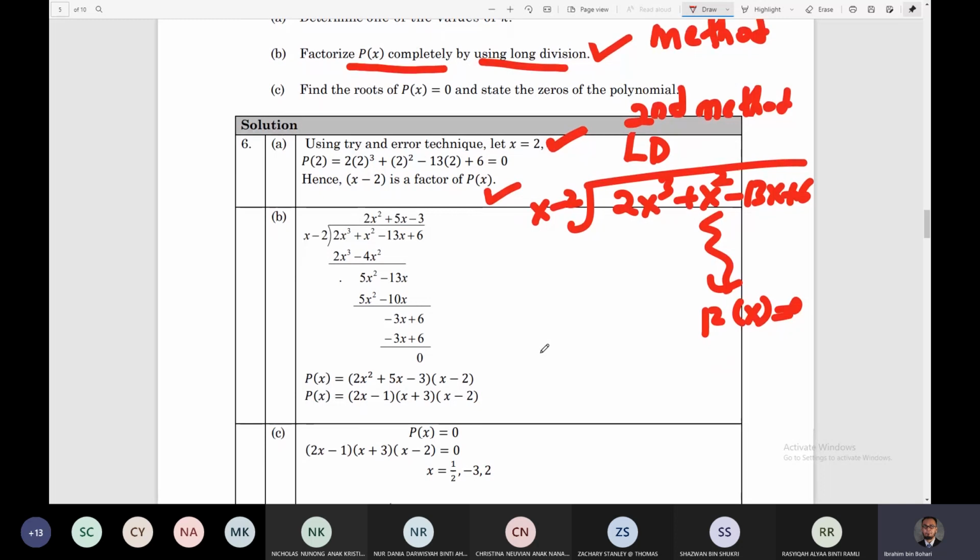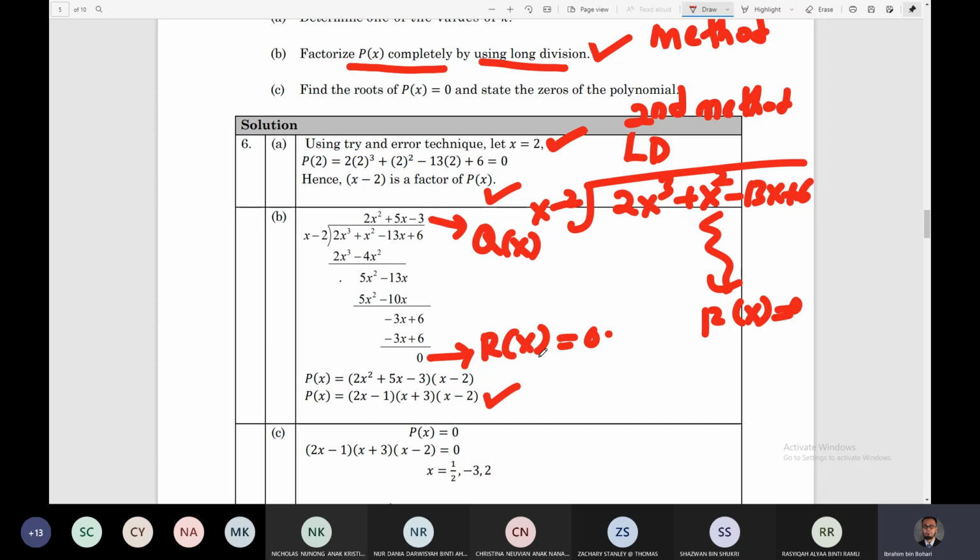Okay, check answer. Long division, 2x cubed plus x squared minus 13x plus 6 divided by x minus 2, and Q(x) equals 2x squared plus 5x minus 3. Check answer, and R(x) equals 0. Factorize the polynomial P(x) completely: 2x minus 1 times x plus 3 times x minus 2. Untuk LU3, pastikan you all punya long division ni you all boleh buat. Long division ni penting untuk LU3.